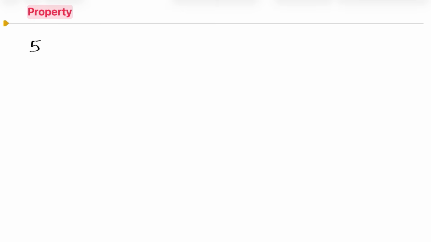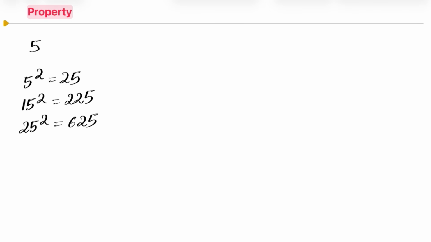Next, I have taken some of the numbers which end with 5. Square of 5 is 25, square of 15 is 225, square of 25 is 625. And you can see the squares of all these numbers 5, 15, 25 end with the digit 5. So from this we can conclude that if a number is having 5 at its unit place, then its square ends with the digit 5.